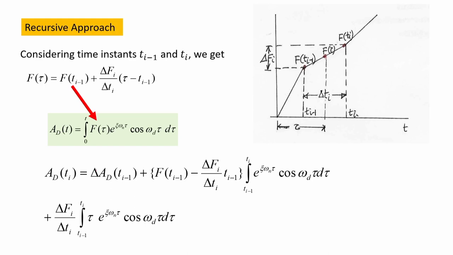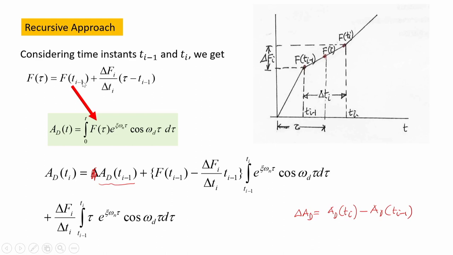Actually, it is the previous time instant for which a d is found out, so that is there, whereas delta a d will be just found out as a d t i minus a d t i minus 1. Okay. So here a d t i equals a d t i minus 1 plus f t i minus 1 minus del f i divided by del t i into t i minus 1, into integration of t i minus 1 to t i e to the power xi omega n tau cos omega d tau d tau.